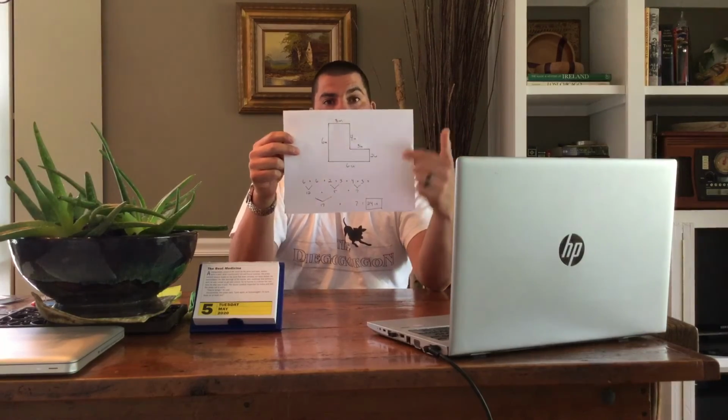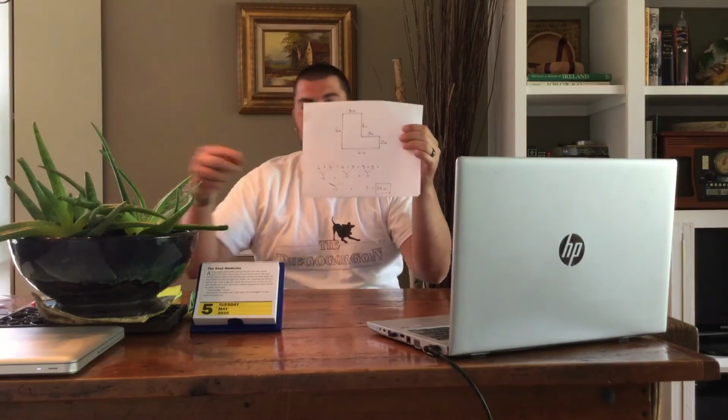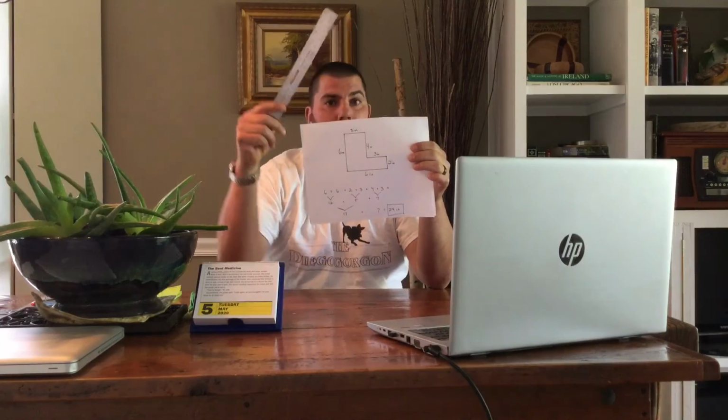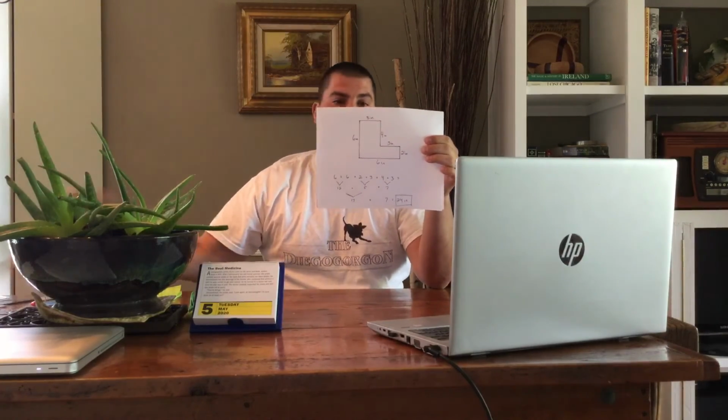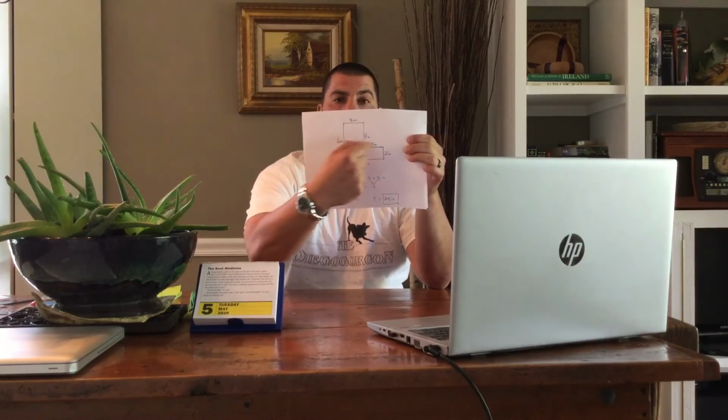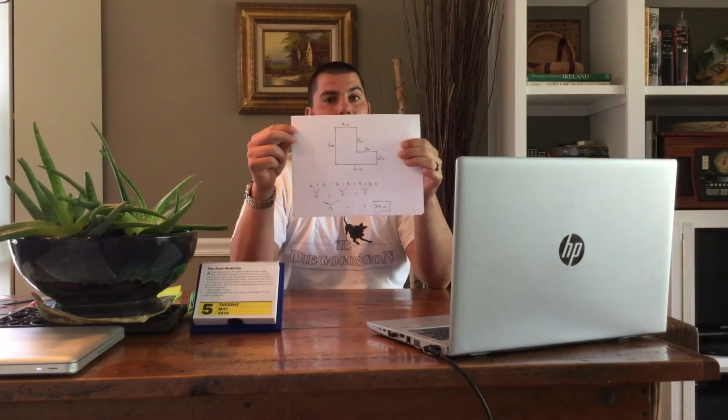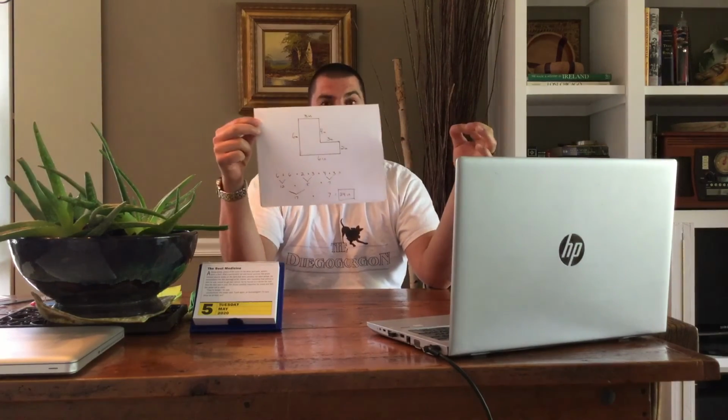Now, with a shape like this, you could use your ruler to measure each side length, or you could wrap a string around the entire shape and then measure the length of the string when you pull it tight.